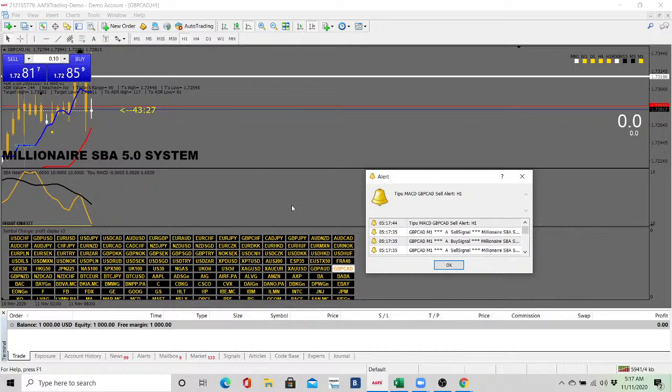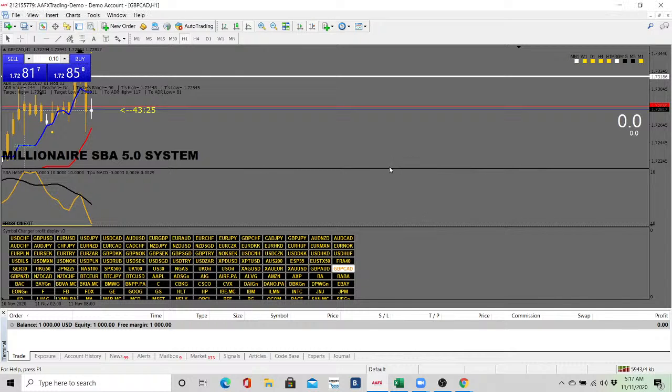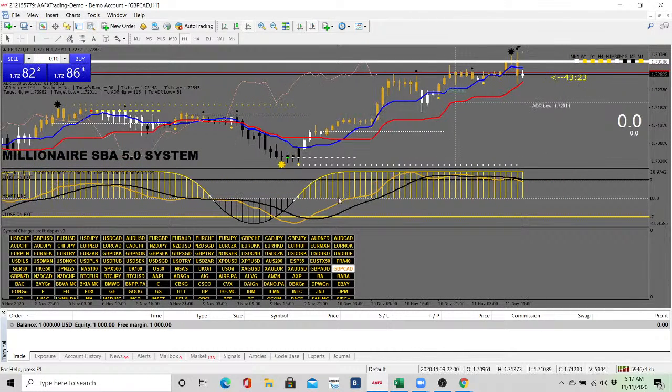What do y'all think about this SBA system? You like it? It looks pretty. Can you see how much money you'll make? Right? Isn't she a beauty?